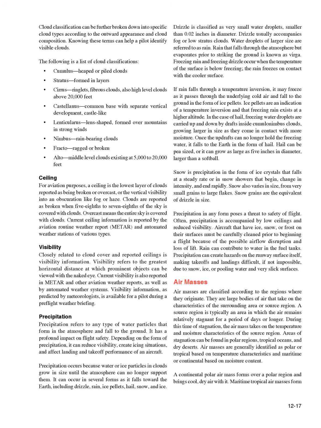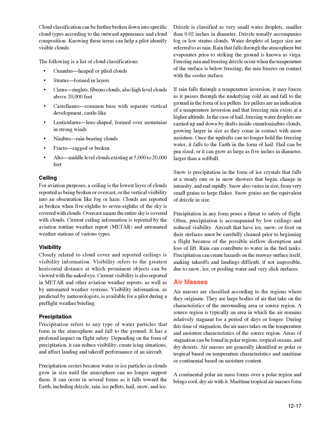If rain falls through a temperature inversion, it may freeze as it passes through the underlying cold air and fall to the ground in the form of ice pellets. Ice pellets are an indication of a temperature inversion and that freezing rain exists at a higher altitude. In the case of hail, freezing water droplets are carried up and down by drafts inside cumulonimbus clouds, growing larger in size as they come in contact with more moisture. Once the updrafts can no longer hold the freezing water, it falls to the earth in the form of hail. Hail can be pea-sized, or it can grow as large as 5 inches in diameter, larger than a softball.